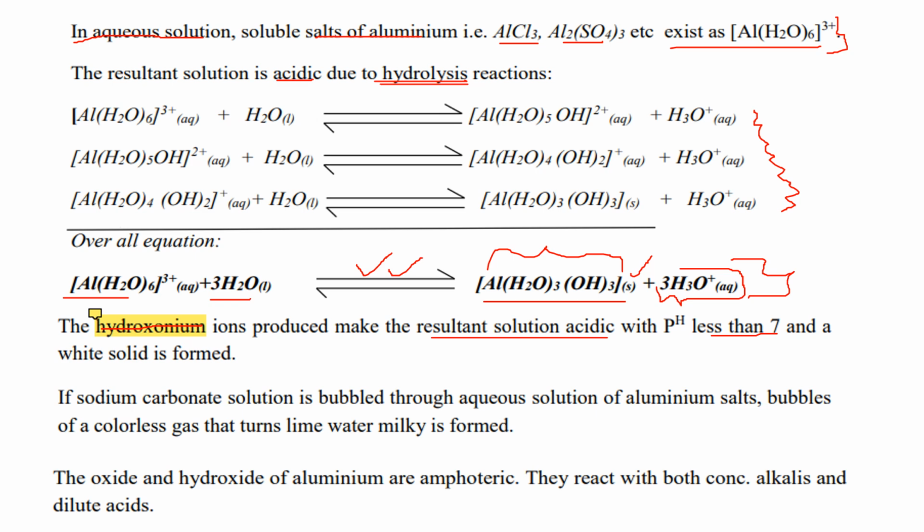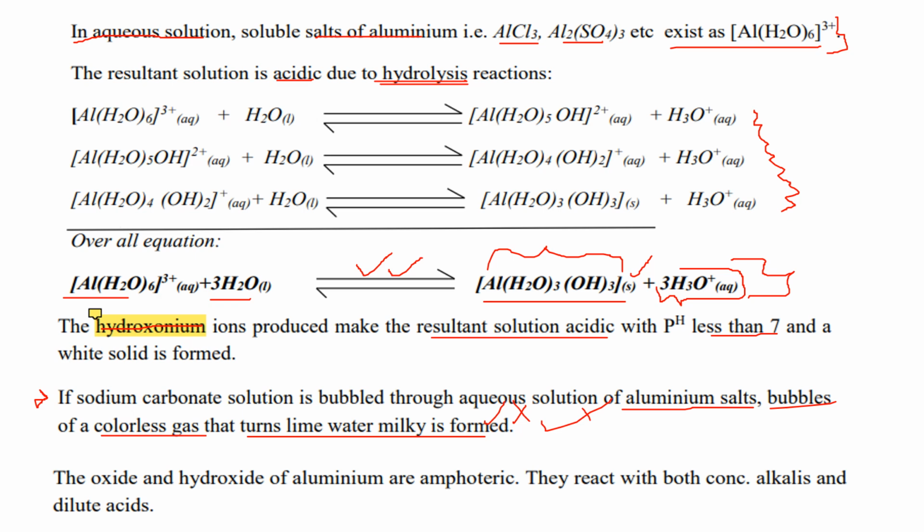Now in the second paragraph, it is telling you that if a solution containing sodium carbonate is added to the solution in which we have dissolved aluminium salts, we are going to see bubbles of a colorless gas that turns lime water milky. Now this is a very common question, and we award it about 5 marks when we set it. Reason being, we are going to look at hydrolysis, salt hydrolysis in physical chemistry.